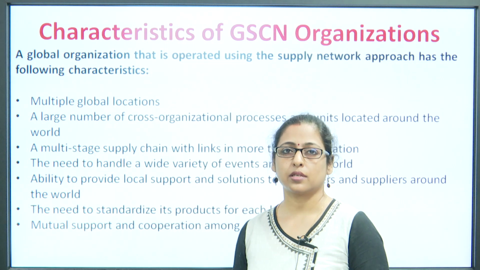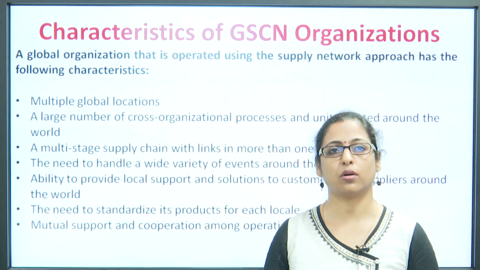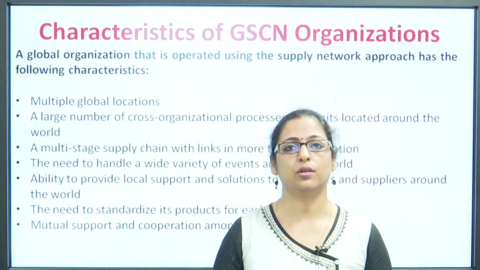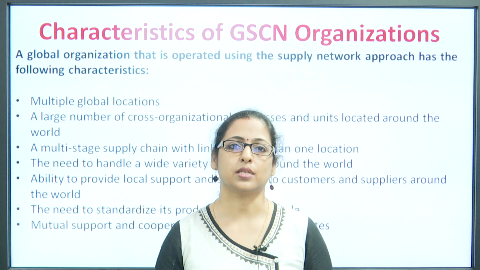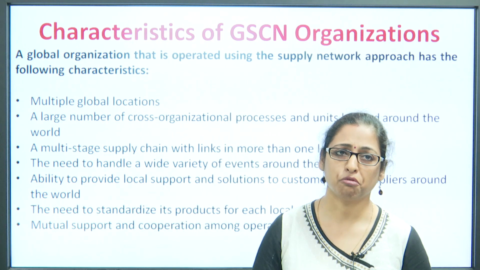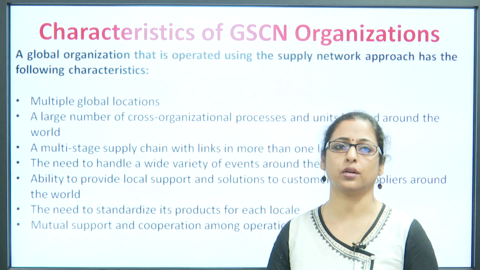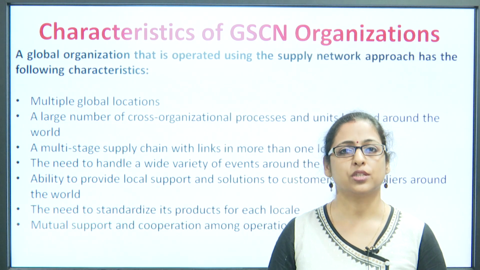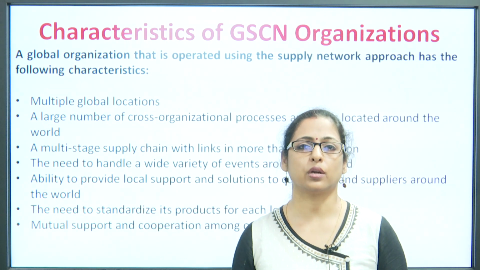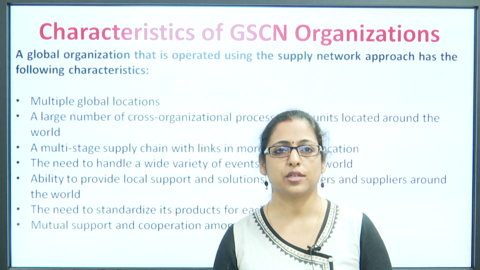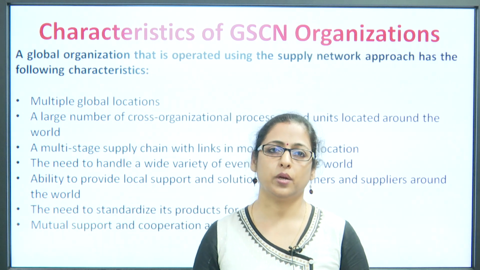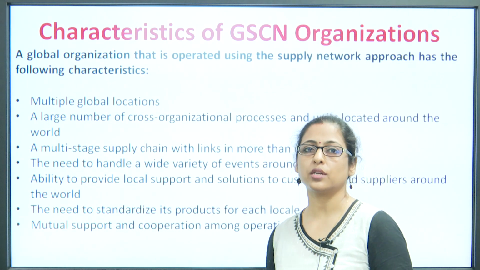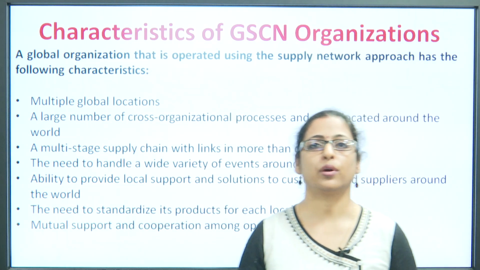Now, coming to the characteristics of a global supply chain network organization, any global supply chain organization that is operated using the supply chain network approach has the following characteristics. First, it has multiple global locations, as discussed multiple times, that supply chain itself needs the involvement of a lot of people and organizations, and when we are doing it globally, multiple global locations will be required. Second, a large number of cross-organizational processes and units located around the world.